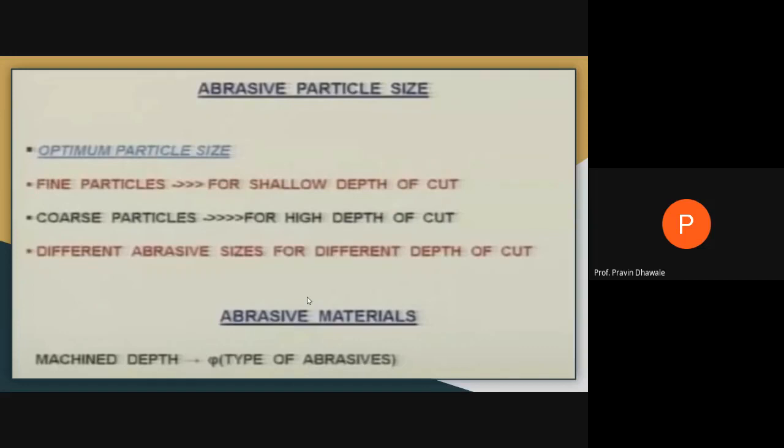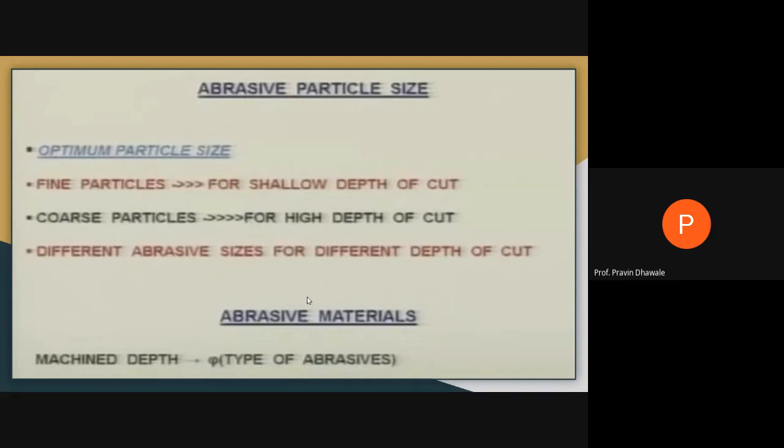Whatever machine depth or metal removal rate you are getting will be mainly based on the type of abrasive particles you are using, right? It may depend on which type of abrasive material you are using, and what the size of the abrasive particle is, whether it is fine or porous. If fine particles are there, shallow depth will be observed. If porous particles you are using, it will show higher depth of cut.